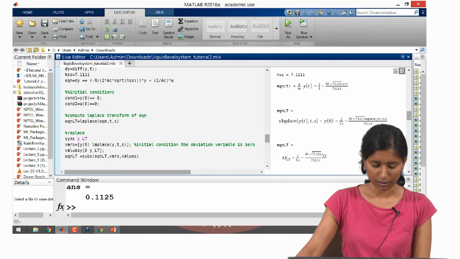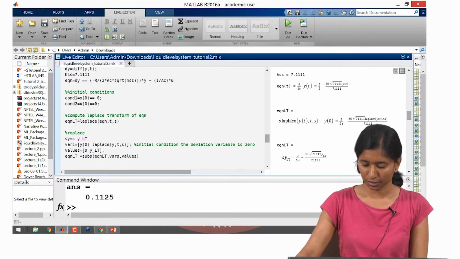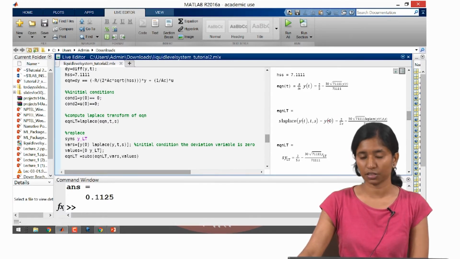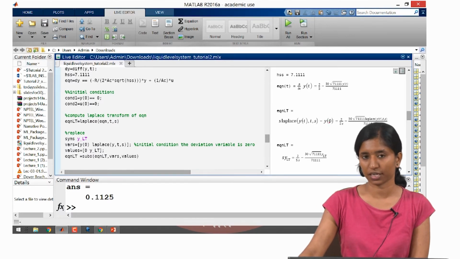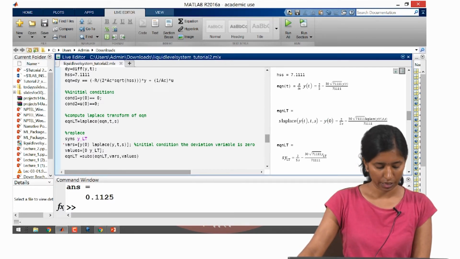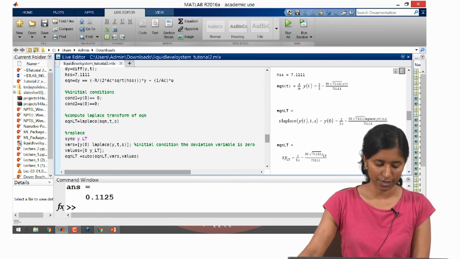So, let me substitute this term as y underscore LT, and the value of the initial condition also I will substitute here itself. The initial condition is nothing but 0. So, again I will define the new variable y underscore LT as a symbolic variable, and my variables are y of 0 and the laplace of y comma t comma s. I want y of 0 to be replaced by 0 and laplace of y comma t comma s to be replaced by y underscore LT. So, I will substitute these values for the variables and find the equation.